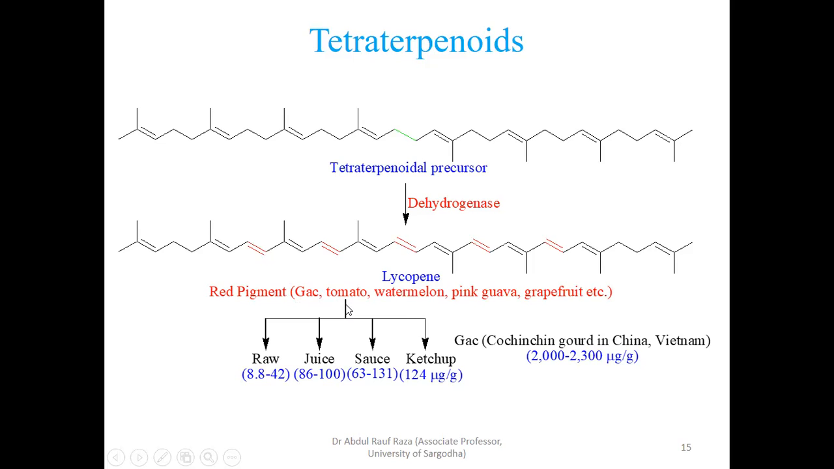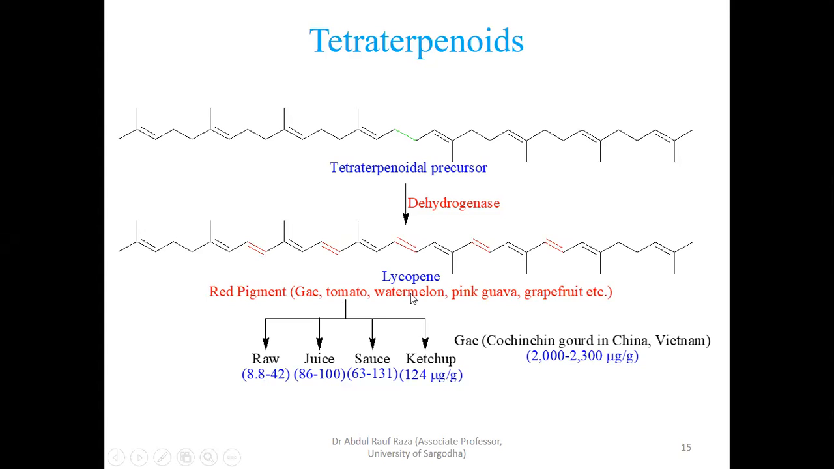We are not familiar with this fruit, but every one of you is familiar with the other fruits, like tomato, watermelon, pink guava, and grapefruit. GAC is called the richest source of lycopene. It contains the highest concentration of lycopene per unit mass. If you take 1 gram of GAC fruit, it contains the maximum lycopene concentration. Second is tomato, then watermelon.